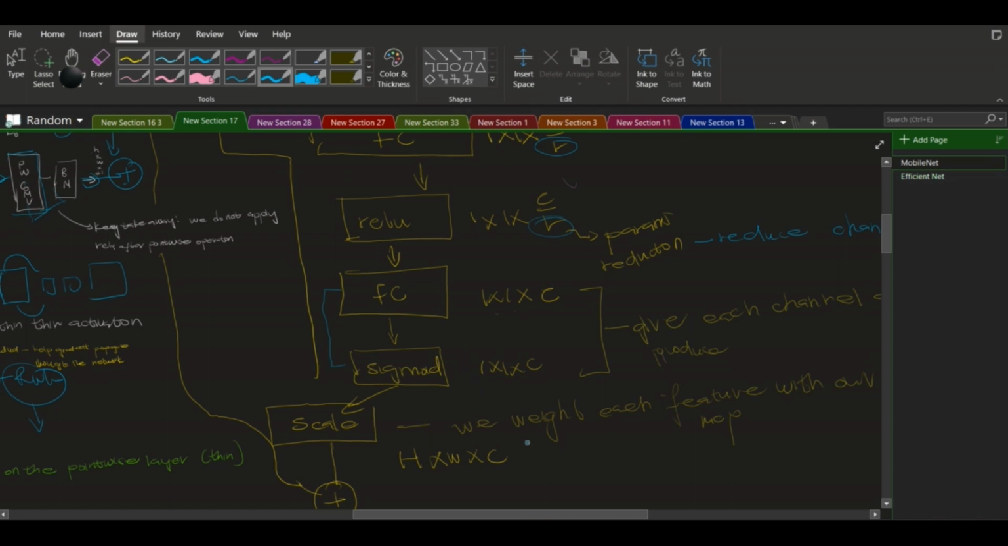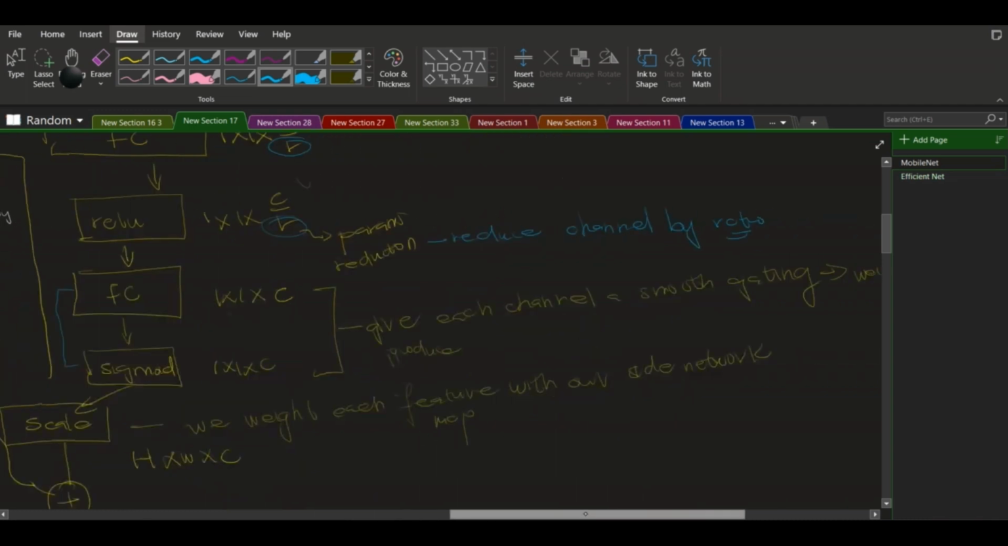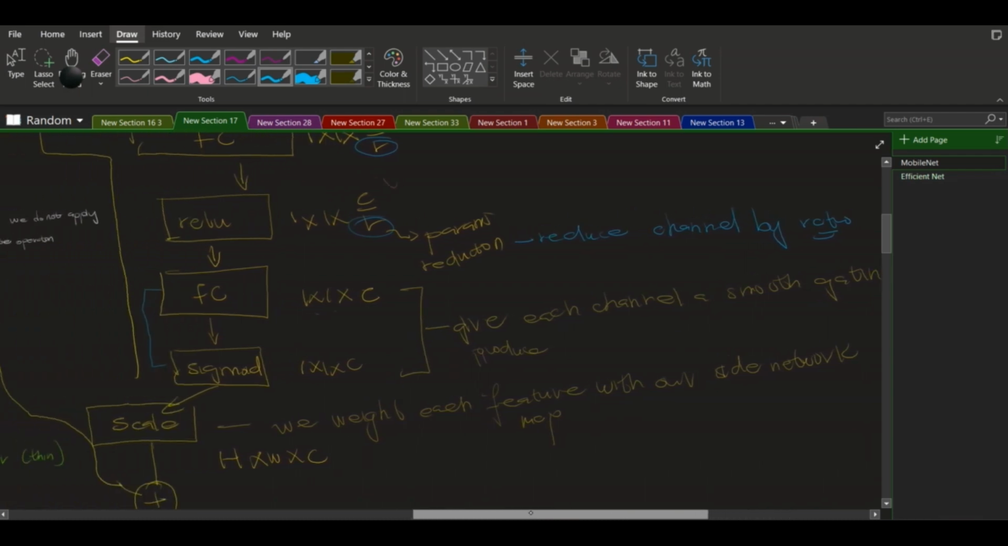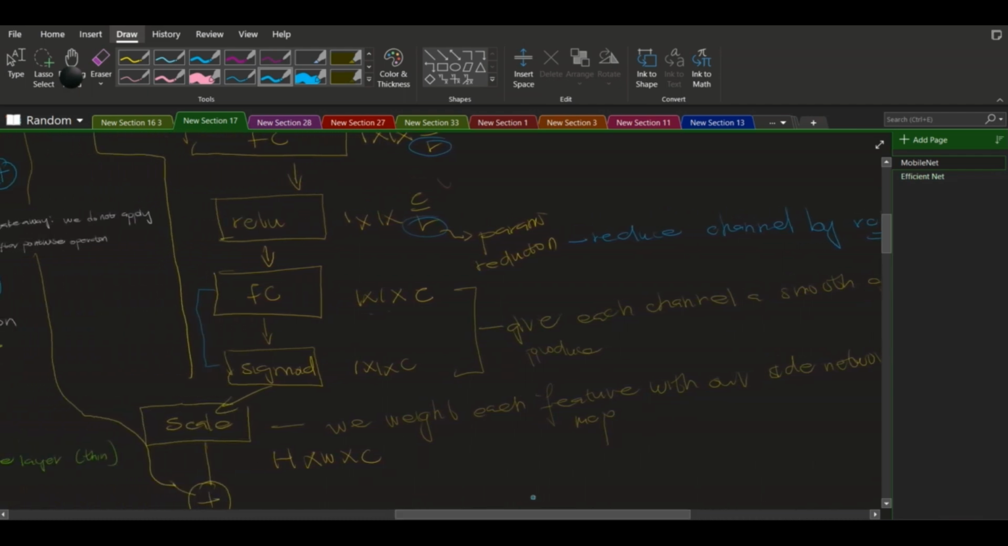So we can think of this as they give each channel some sort of smooth gating. So we want to weigh the channels, the importance of the channels, right? So that's why here we have sigmoid. This is going to produce values ranging from 0 all the way to 1, meaning that that channel is very important. So yeah, that's what it is.